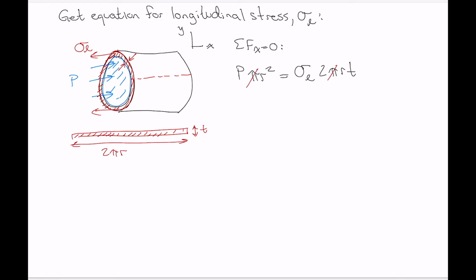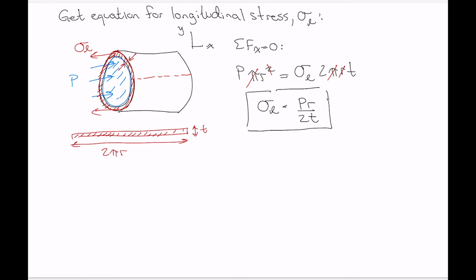Okay, pi's go, r squareds go, so sigma L is what? P r over 2t. So there you go. I told you it was easy. So there's our equation for longitudinal stress.